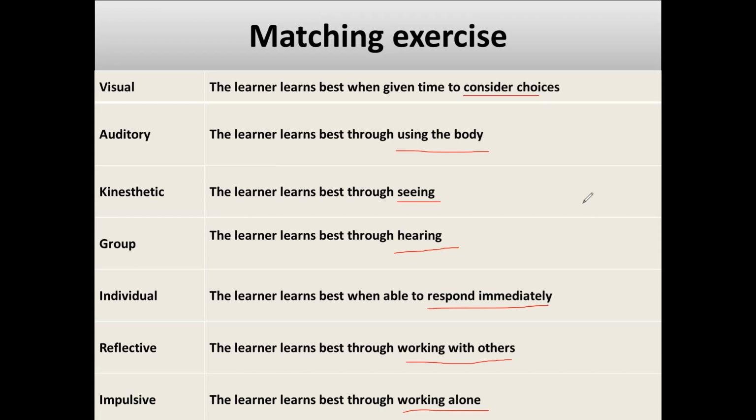So let's move to Nasim. I think it's the learner learns best when given time to consider choices. Yeah, thank you. It's reflective. Great. And impulsive. Sana: impulsive, the learner learns best when able to respond immediately. Great. And if you are teaching children, you will have many students. When you ask them a question to answer, they come to you, they are running. We call them impulsive learners. Okay, wonderful. So these are the answers.